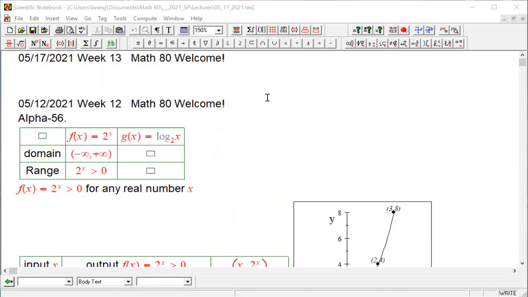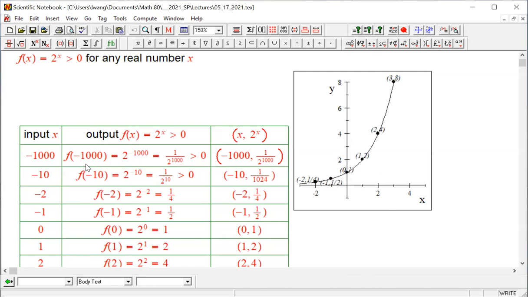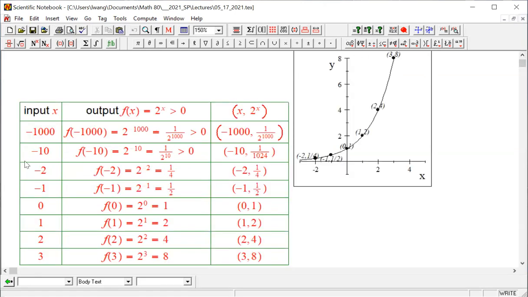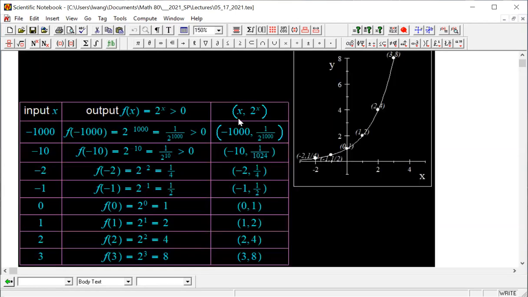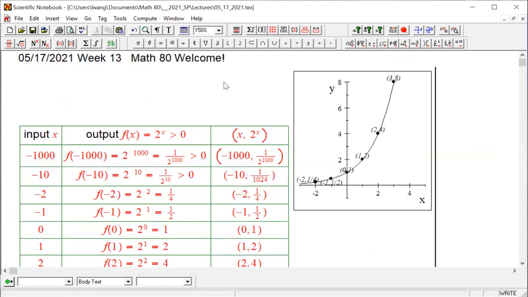Today we're going to continue where we left off. We were graphing these two functions, and we just did the first one. Okay? So what do we see here? What we did last week is that we graphed these, we made the table. So that's a recap on that.